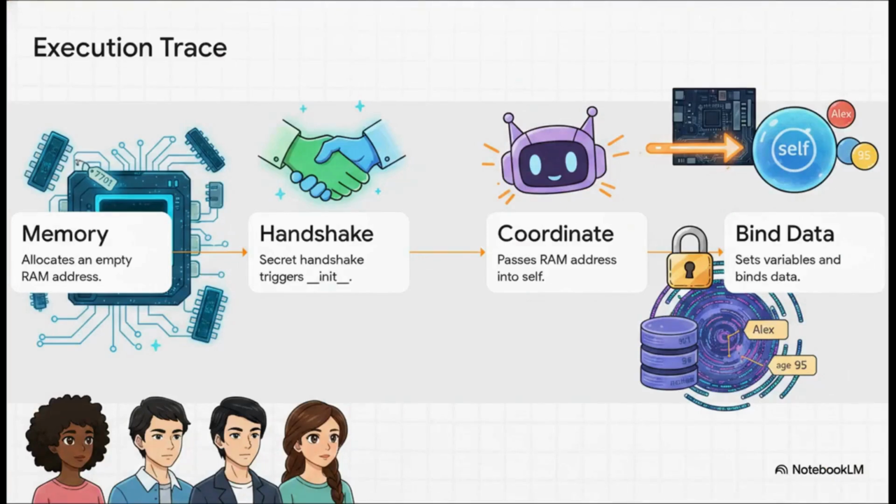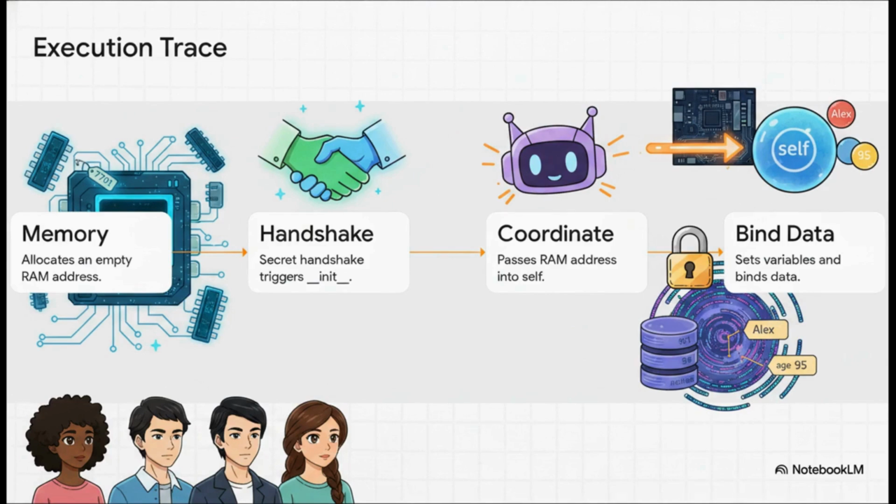Let's trace the exact flow when you execute a line of code like S1 equals Student, passing in Alex and 95. Step 1, memory allocation. Python grabs a brand new empty memory address in RAM. Let's just say address 7701.